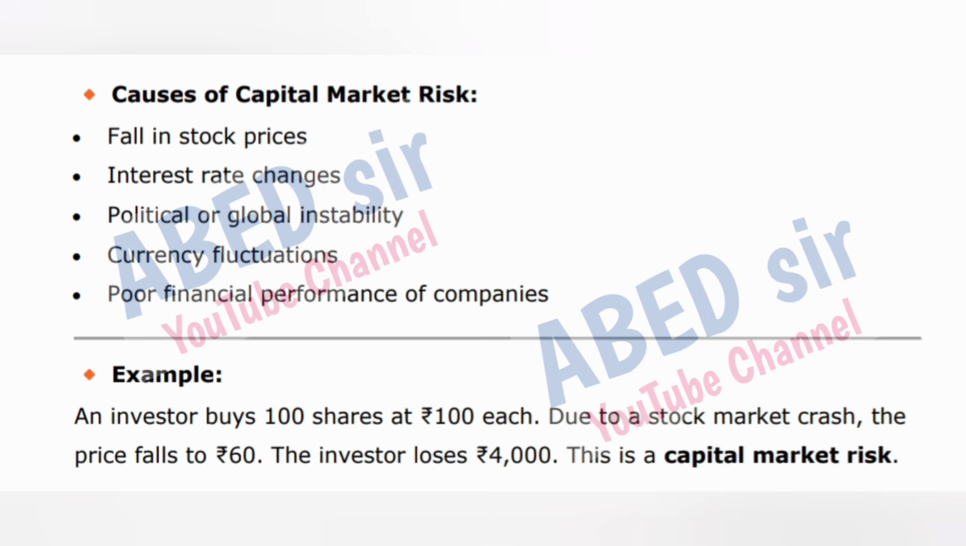Causes of capital market risk. Fall in stock prices. Interest rate changes. Political or global instability. Currency fluctuations. Poor financial performance of companies. Example. An investor buys 100 shares at 100 rupees each. Due to a stock market crash, the price falls to 60 rupees. The investor loses 4,000 rupees. This is a capital market risk.